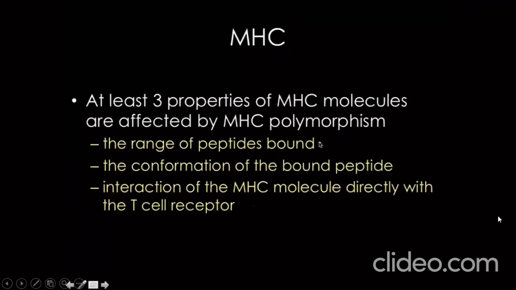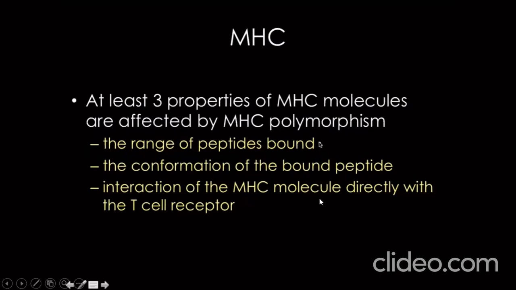Thus, this brings us to the conclusion on why polymorphisms in MHC molecules are important. At least three properties of MHC molecules are affected by the polymorphism. Because of this polymorphism, they can bind to a range of peptides. They can change the conformation of the bound peptide according to the polymorphism. The alpha and beta chain, or two alpha chains, and the peptide motif will change the conformation. They bind to a specific antigen.